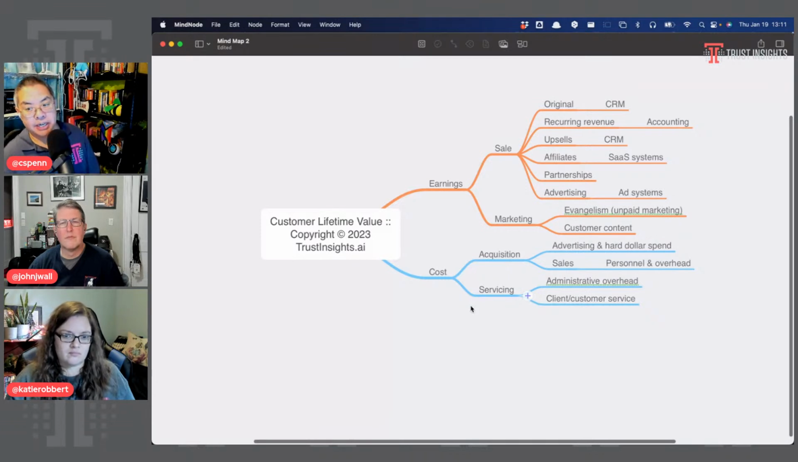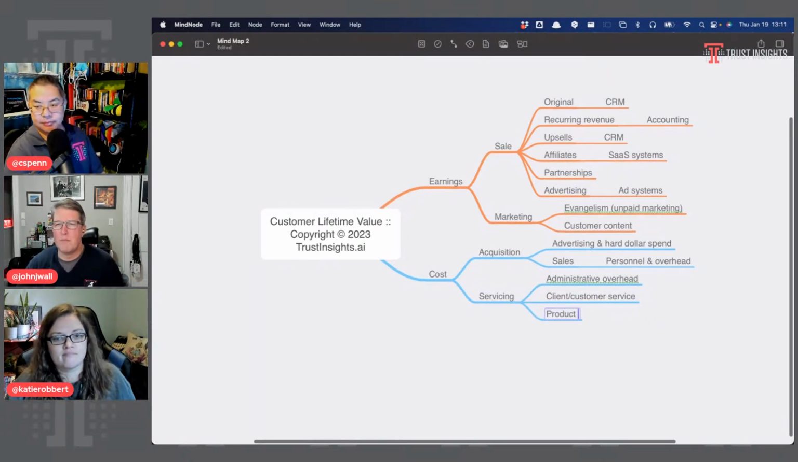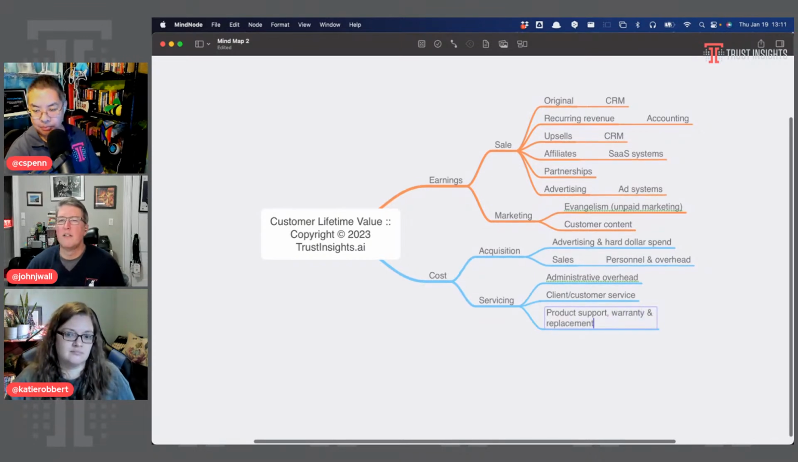What else costs money on the servicing of a customer? Product support, if you're having to build new things for them to buy or upgrade the ones they've got. Exactly. Product support, warranty, and replacement is part of the cost of a customer. What else do customers cost?